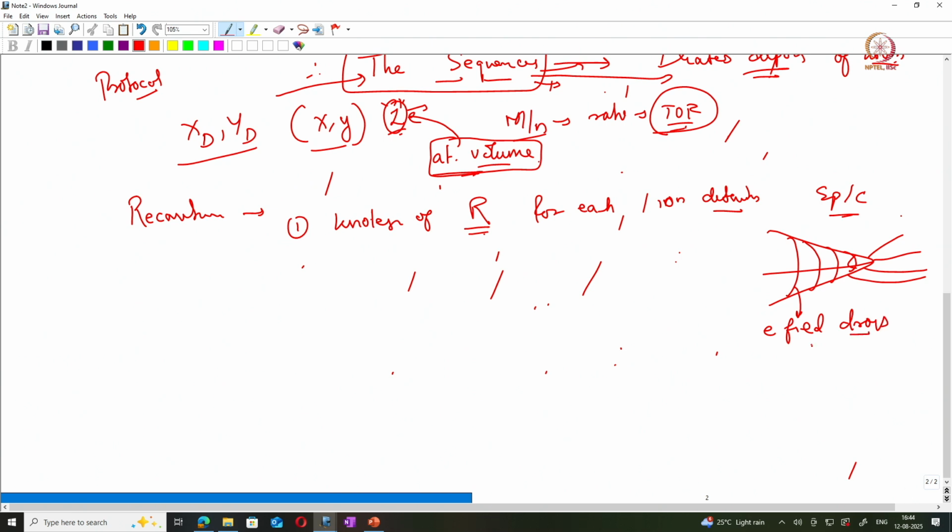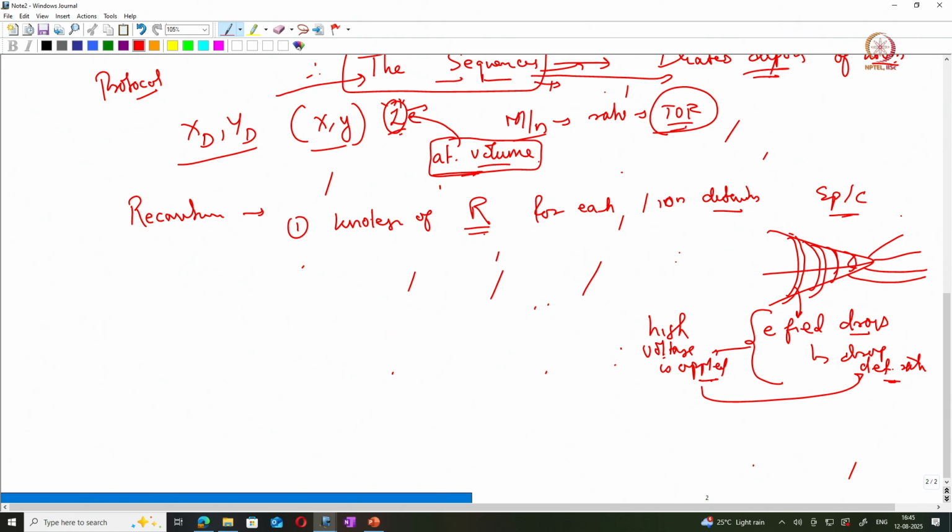Okay, and this induces a drop in the detection rate. So to counterbalance this, if you want to keep a constant detection rate, then the voltage is increased. High voltage is applied during the experiment to maintain a constant detection rate, because there is an evolution of radius, or an increase in the radius, as the field evaporation progresses.